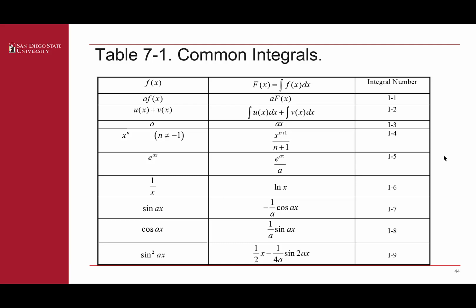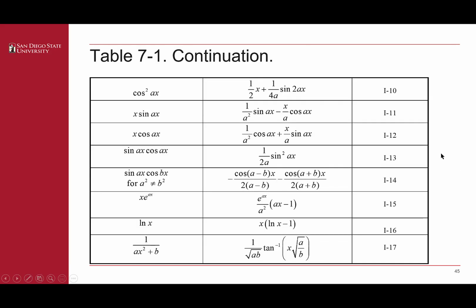Okay, this is quite hard to memorize, but you can always derive it yourself. Cos squared ax is similarly 1 over 2x plus 1 over 4a times sin 2ax. And x times sin ax is 1 over a squared times sin ax minus x over a times cos ax. x cos ax is 1 over a squared times cos ax plus x over a times sin ax. These are also complicated, so don't worry if you cannot memorize them, it's quite hard.